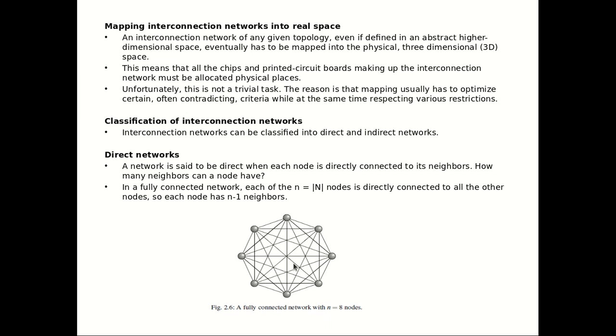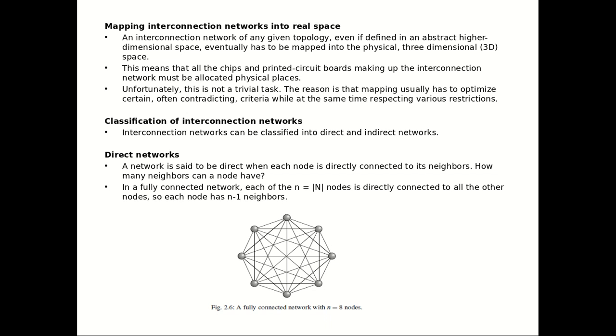Come to the mapping of interconnection networks into real space. An interconnection network of any given topology, even if defined in an abstract higher dimensional space, eventually has to be mapped into the physical three-dimensional space. This means that all the chips and printed circuit boards making up the interconnection network must be allocated physical spaces. Unfortunately, this is not a trivial task.